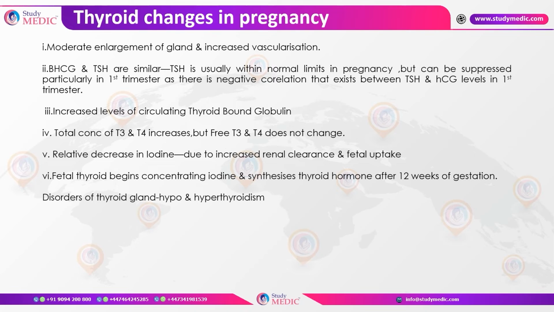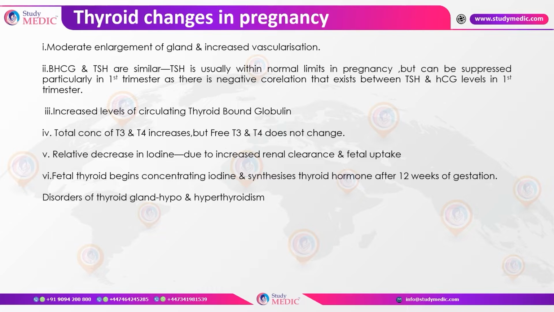The next important hormones that you have to be remembering are the thyroid hormones. Most importantly asked is, what are the thyroid changes in pregnancy? So remember that because of the increased vascular supply, there is a moderate enlargement of the thyroid gland and also vascularization is increased. The most important thing you have to be knowing is what happens to TSH levels in pregnancy. So remember, TSH and beta HCG share the alpha subunit. So because beta HCG is increased in pregnancy, because of the structural similarity, TSH secretion normally decreases in the first trimester.